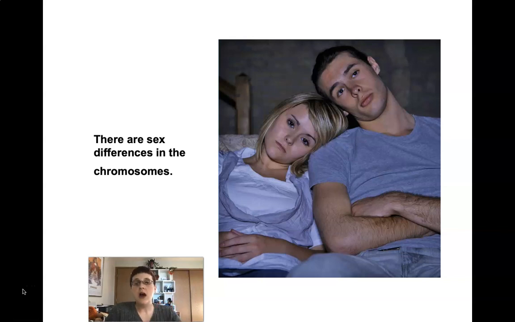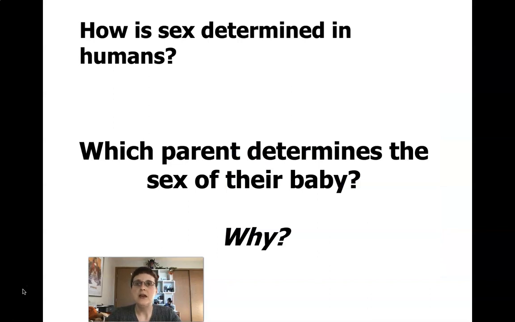All right, so we talked about meiosis and how you get sperm and eggs. Now we're going to talk about how you tell the different sexes genetically, right? So there are sex differences in the chromosomes. It depends on the organism how that difference shows up. So let's talk humans first. How is sex determined in humans? I'm talking biological, genetic sex.